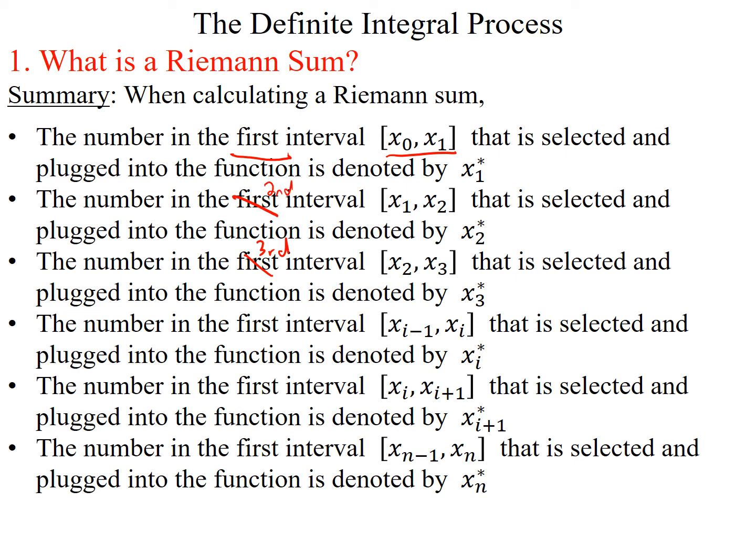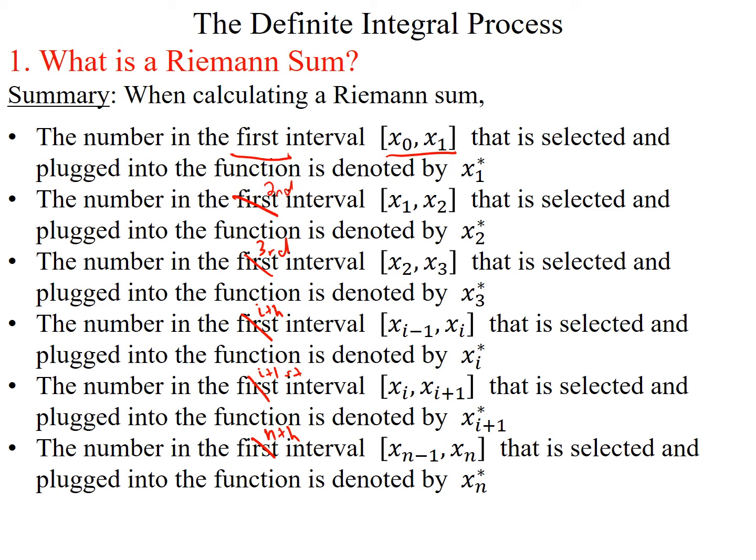Then I guess this one would be the ith. So I'm looking at the right endpoint. I see an i there. This would be the i plus first interval. And this one would be the nth interval. Okay, cool.